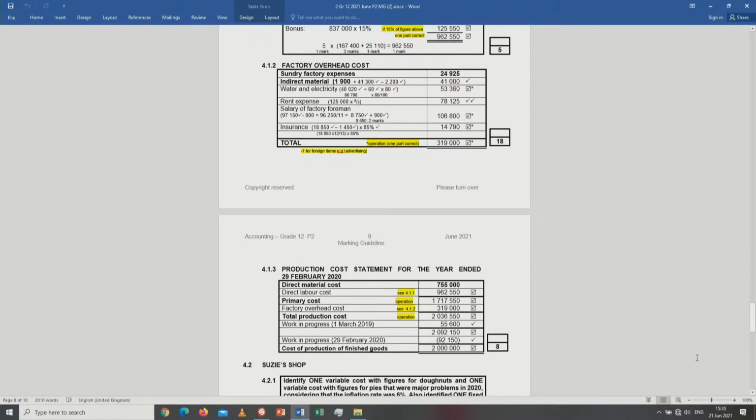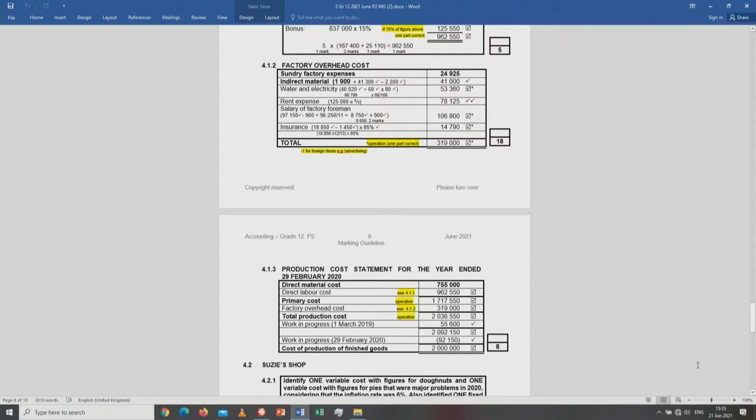Factory overhead cost. 1 mark for 41,300, 1 mark for minus 2,200, and the 41,000 is then a full mark, it's not the method mark, because all the figures were given to you, all the learner had to do was put it in the right order. Water and electricity, 40,020 carries 1 mark, the 61 mark and the 81 mark. Gives you a method mark of 53,360. Rent expense, 2 full marks. Take note of that one.